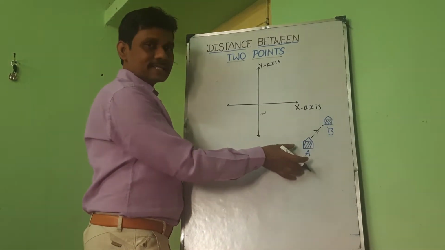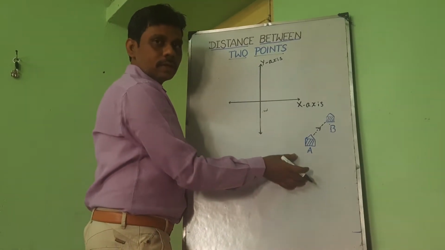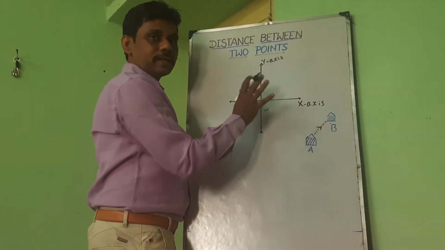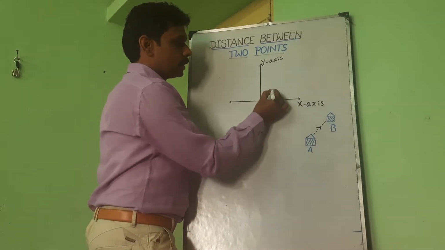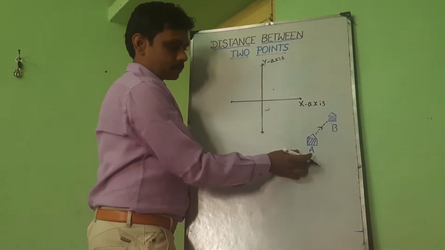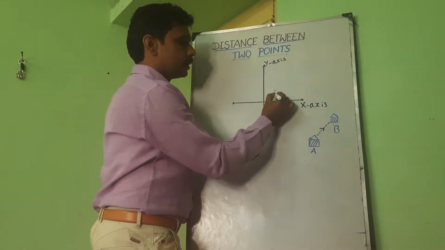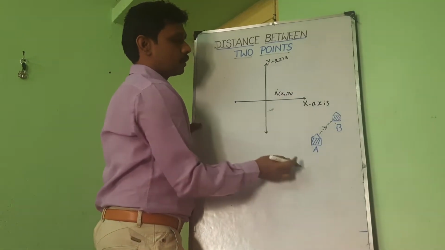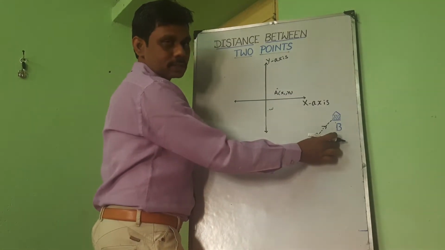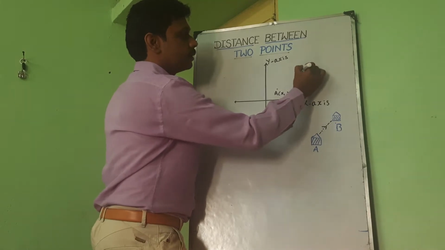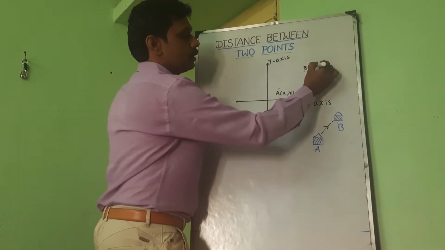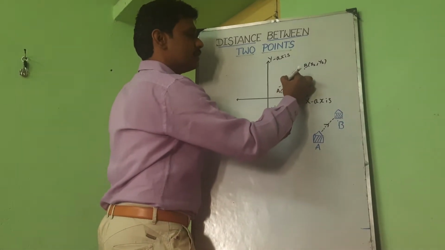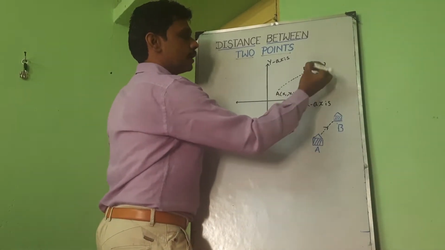To calculate the distance between these two houses, we are converting these locations as points in the XY plane. That is, the A location is converted as a point x1, y1, and the B location is converted as point B, x2, y2. We need to calculate the distance between these two points.